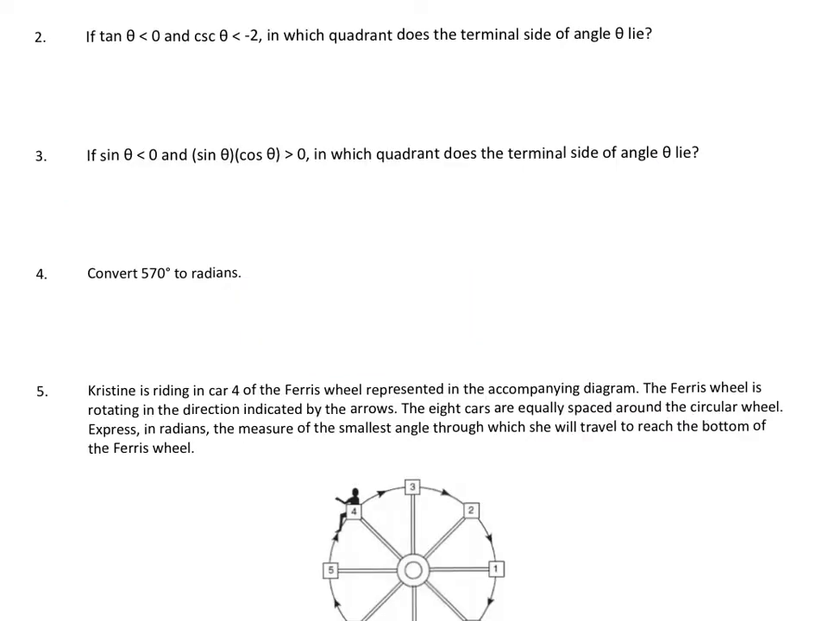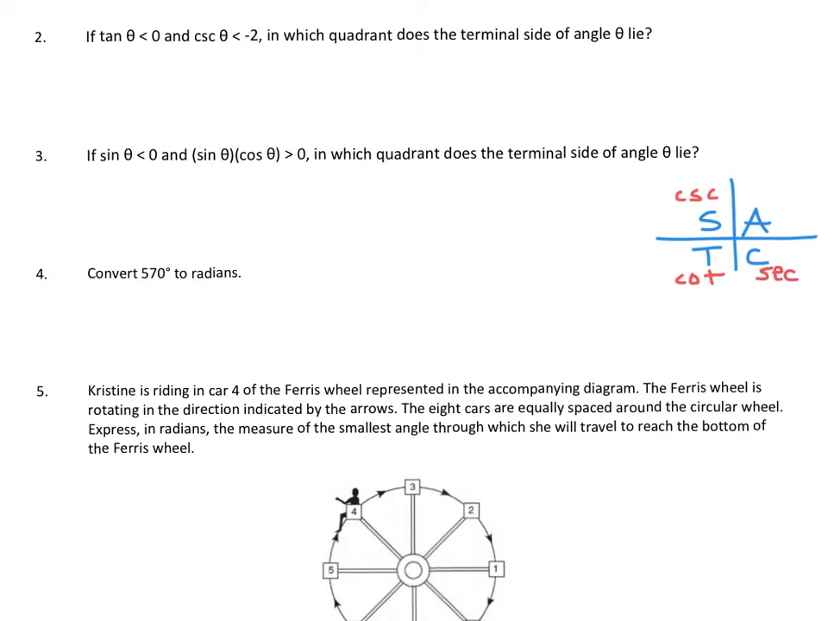Okay, so for number, it looks like 2 and 3, we're going to need to use, I'll put it over here, All Students Take Calculus. And keep in mind, everything, all is positive in the 1st quadrant. In the 2nd quadrant, sine is positive, but also its reciprocal trig function, which is cosecant, is positive. In the 3rd quadrant, tan is positive, but also its reciprocal trig function, cotangent, is positive. And then in the 4th quadrant, cosine is positive, but so is its reciprocal trig function, which is secant.